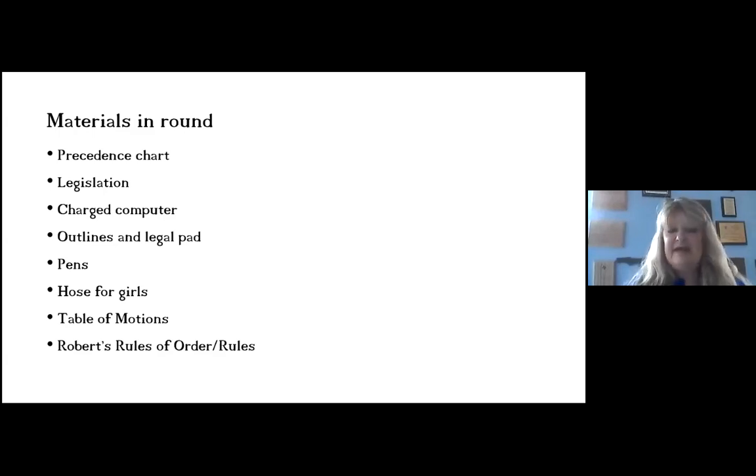Have a table of motions and have Robert's Rules of Order or some kind of rules with them. It doesn't have to be Robert's Rules. It can be just the rules of the competition. But the precedence chart, I always have them keep several, because if they are going to PO, they need it. And even if they aren't going to PO, when they get into finals rounds, it's a good idea for all of them to keep precedence. That can really help keep the PO honest.